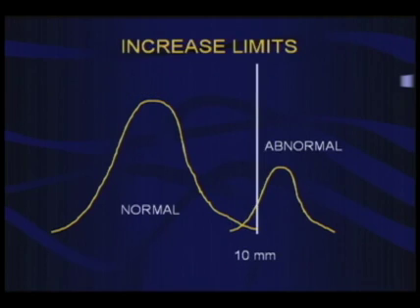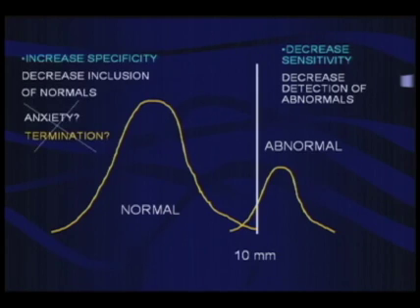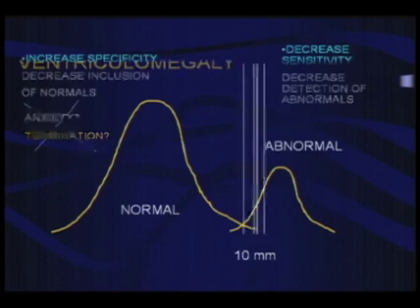What would happen if we increased our upper limits of normals to 12 millimeters if we would have accepted 4 standard deviations as in our study? Well, certainly our sensitivity would have decreased. So there's certain abnormals that potentially we would have missed. However, we would have increased our specificity, so certainly we would have decreased the inclusion of a number of normals.